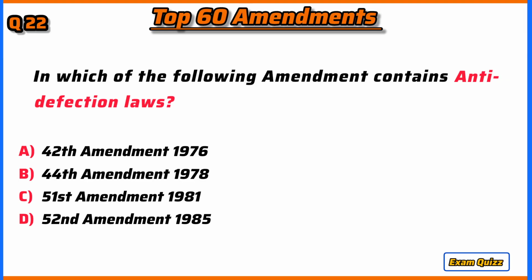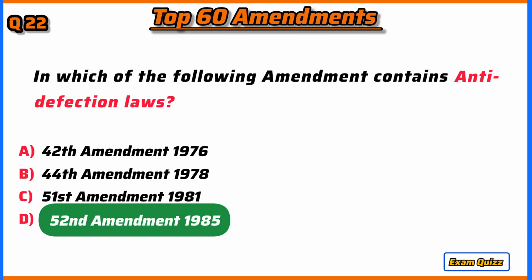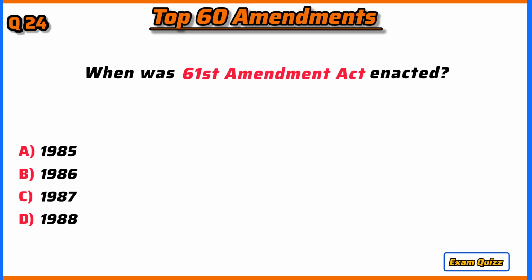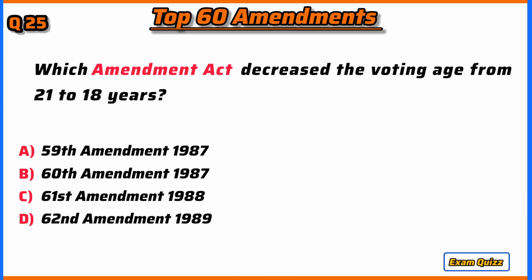In which of the following amendments are anti-defection laws contained? When was the 56th Amendment Act implemented in the Constitution? When was the 61st Amendment Act enacted? Which Amendment Act decreased the voting age from 21 to 18 years?